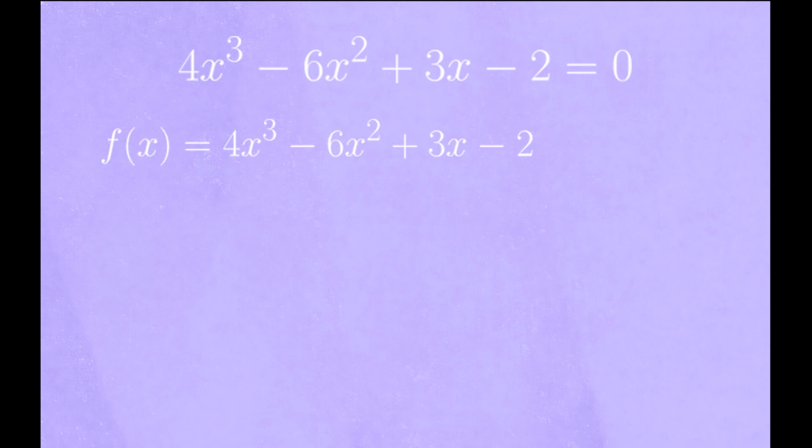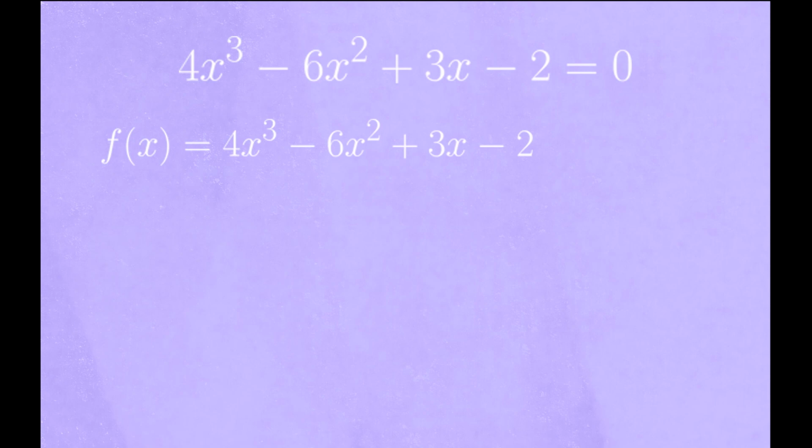Let's apply this to an example. Suppose we want to solve the cubic equation 4x cubed minus 6x squared plus 3x minus 2 is 0. There is actually a formula for the general root of a cubic, but if we don't know this formula and we can't see a factorization of this polynomial, we might be stuck. Let's introduce the function f of x equals 4x cubed minus 6x squared plus 3x minus 2. Notice this is the left-hand side of the equation that we're trying to solve.